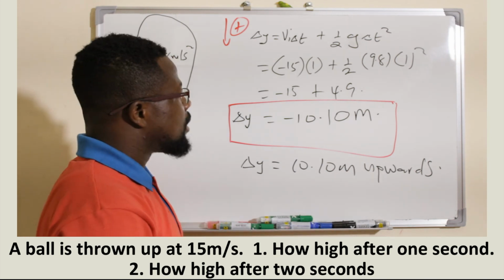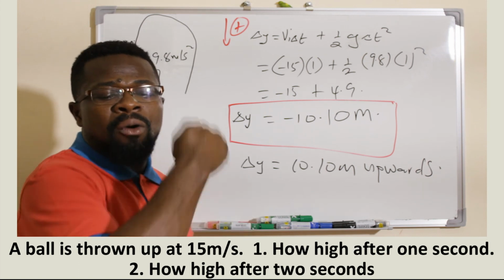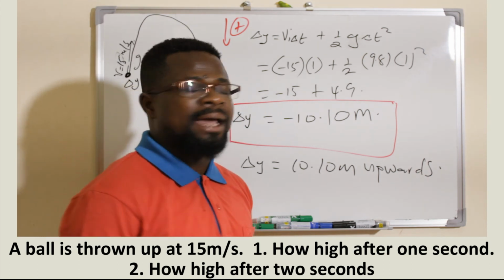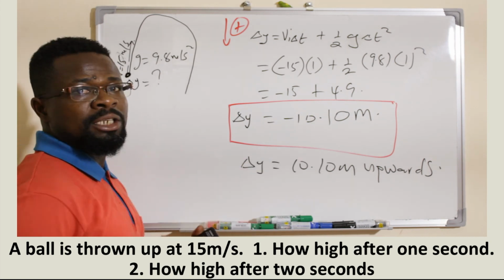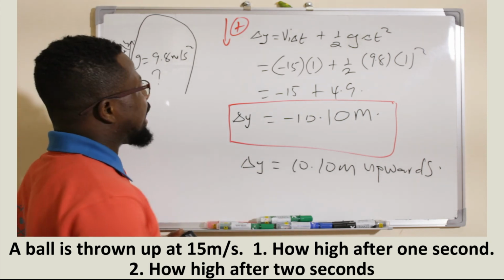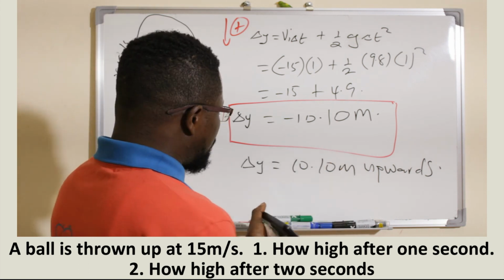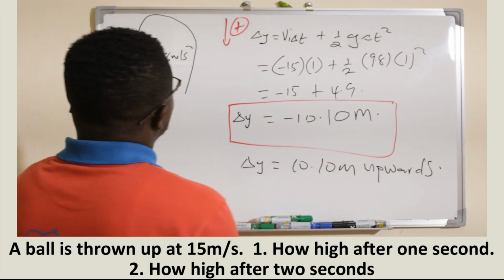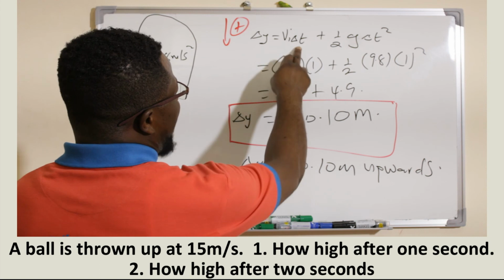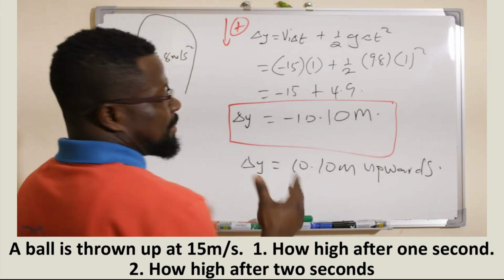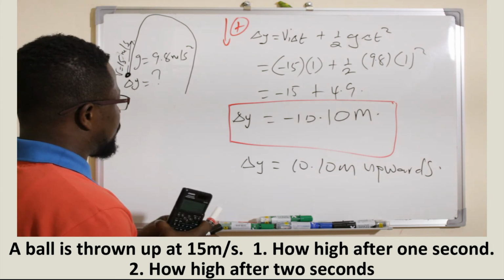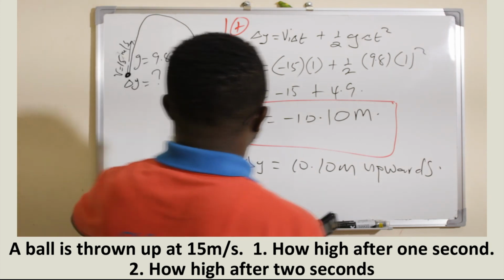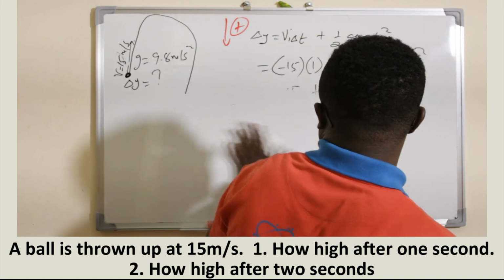Let's look at the next one, and the next one says we should find how high after 2 seconds. This is after 1 second; the object is going to be at this point. So after 2 seconds, where will the object be? After 2 seconds means that wherever we see the 1, we are going to put 2 there. I'm still going to maintain my downward as positive. Let's go on and see.